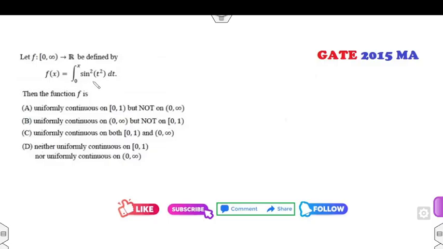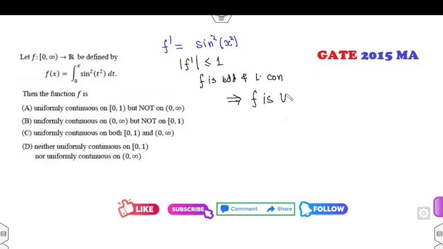Okay, look at this one. Again, you can see we can start with the derivative. This is sine squared x squared into 1 g. Now what is that f dash? This is my 1 because sine is bounded. So that means f is bounded and Lipschitz continuous. So this implies f is uniformly continuous for all x.